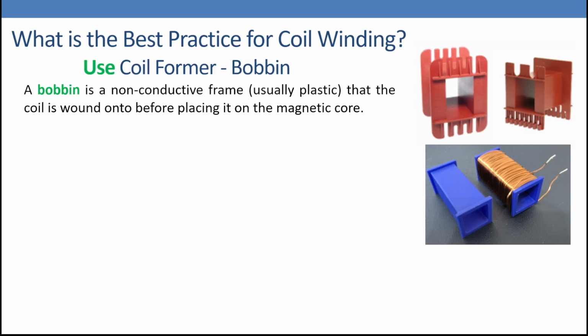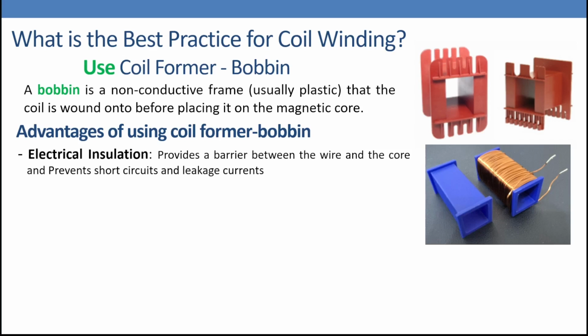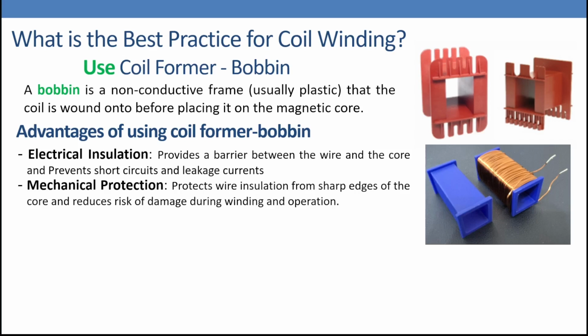So what are the advantages of this coil former compared to direct contact? The advantages of a coil former are: number one, electrical insulation. It provides a barrier between the wire and the core, prevents short circuits, and definitely reduces the leakage. Number two, mechanical protection. It protects wire insulation from sharp edges of the core and reduces risk of damage during winding and operation. Number three, winding quality. Definitely, that one is better than direct contact. It keeps turns neat, evenly spaced, and organized.